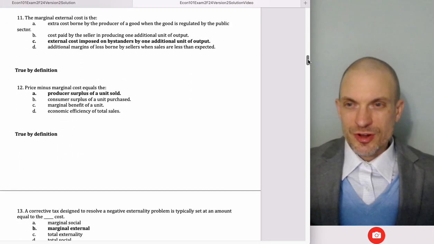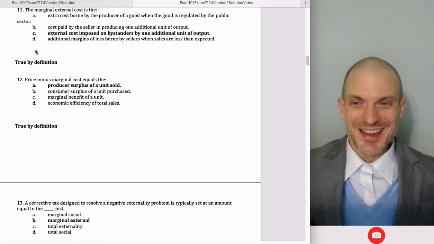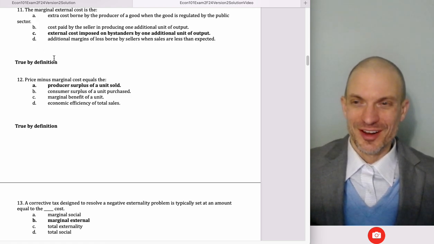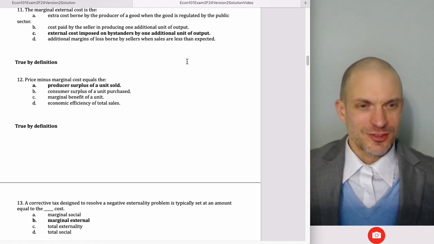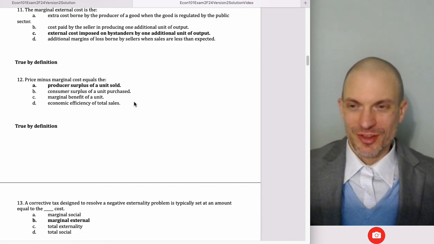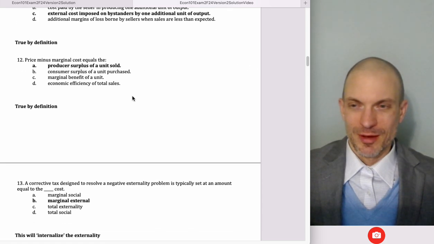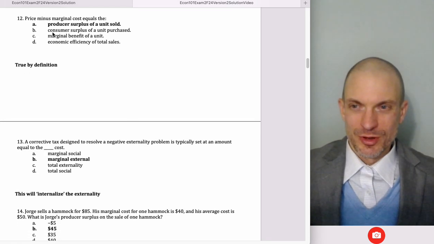All right, so the marginal external cost, by definition, that's the externality. That's a negative externality. So I say true by definition, the external cost imposed on bystanders by 1 unit of the output. I'm getting thrown off because I see my camera's freezing, and I don't know if it's going to be okay. But all right, so price minus marginal cost equals producer surplus. That's the definition of producer surplus.